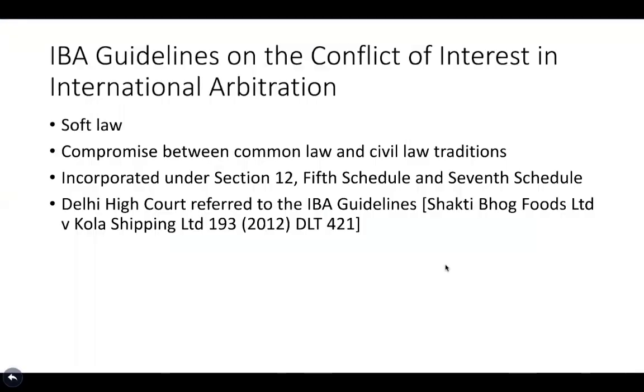And one of the important things to look at is the IBA guidelines on conflict of interest in international arbitration. These guidelines help you decide whether the arbitrator is in a conflict with the parties involved. It provides three lists: green, orange, and red. Green is good to go, orange is doubtful, and red is where you shouldn't go, but it has a waivable list as well as a non-waivable one.